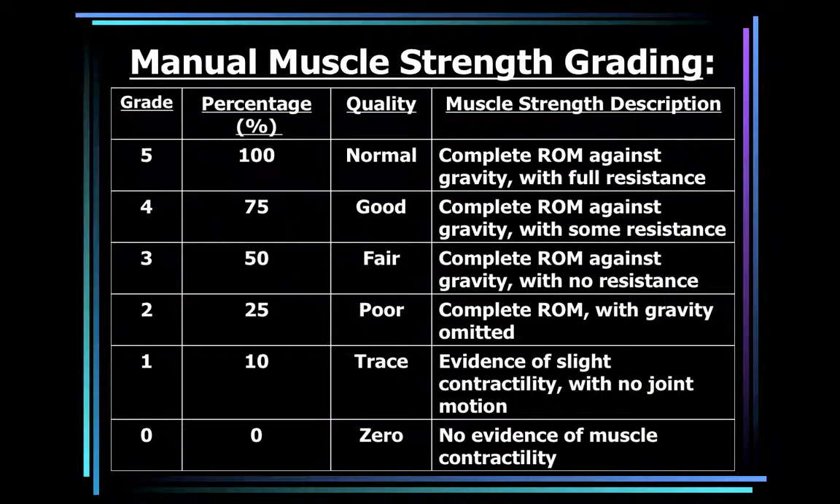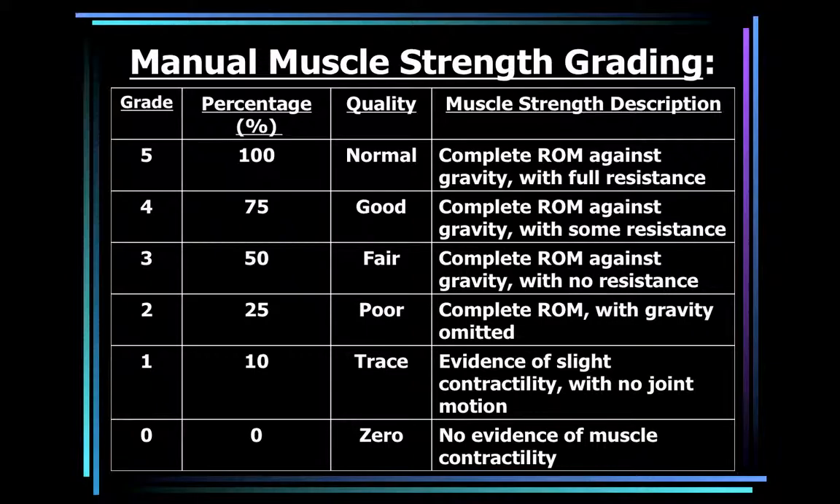Okay, here's how we grade it, because you're thinking, okay, now what do I do with this information? If they can resist you totally normal, no problems, complete range of motion, full resistance, that's a 5. If you feel a bit of weakness, okay, some resistance going on, that's a 4. If they can only hold the position against gravity, but as soon as you put resistance on it, they lose it, that would be a 3.